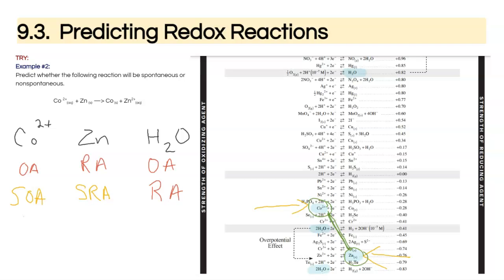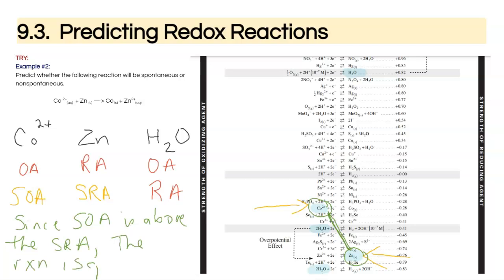Okay, so let's write a little bit down about that. Since the SOA is above the SRA, the reaction is spontaneous. And that's it. Okay, we're going to do some more practice to solidify these ideas. Hopefully you're getting accustomed to using the chart. Let's take a look at the next practice question.